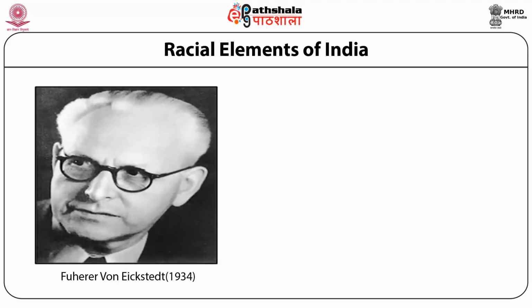Von Eickstedt, 1934, divided the Indian population into categories. They are ancient Indians, melanoid or black Indians, Indid or new Indians, and Paleo-Mongoloid. The ancient Indian population is again subdivided into 2 categories. They are Gondid and Malid.